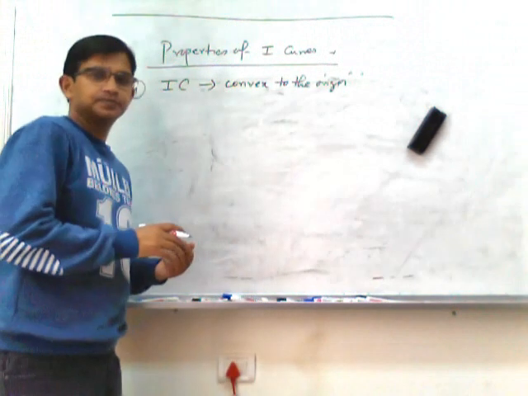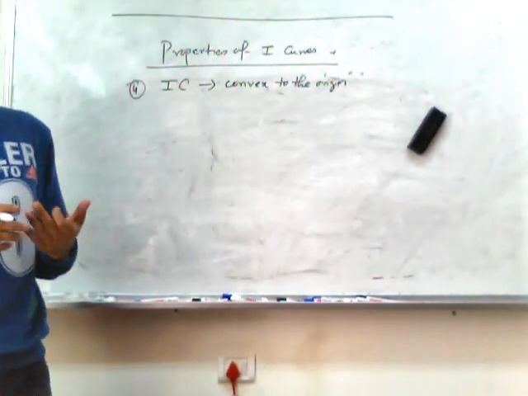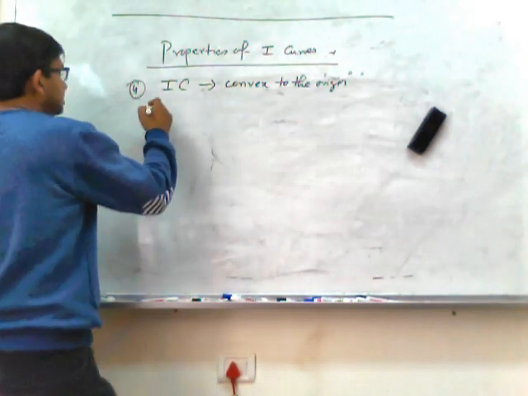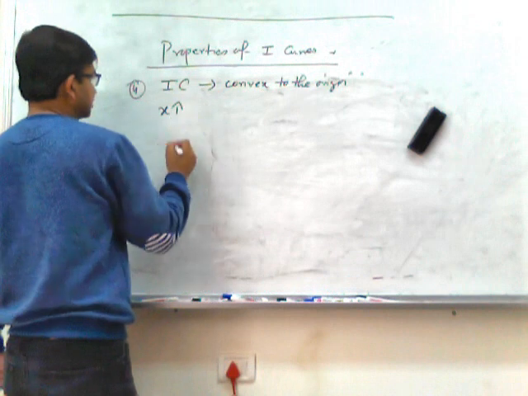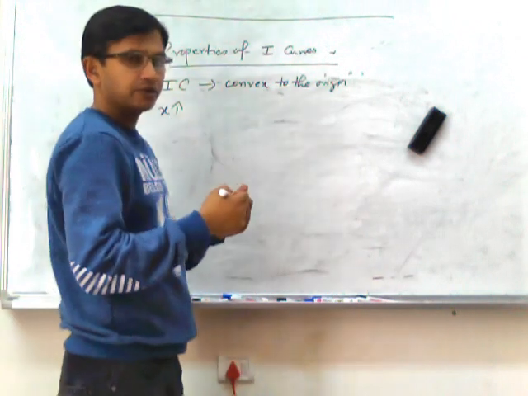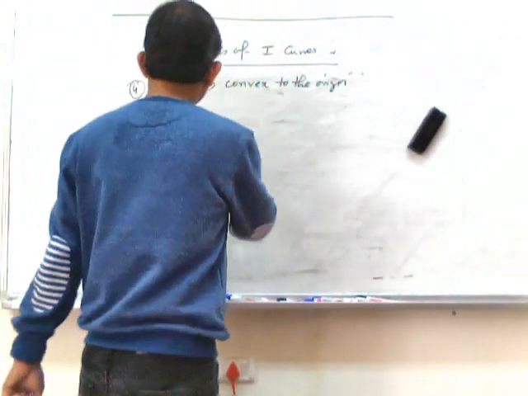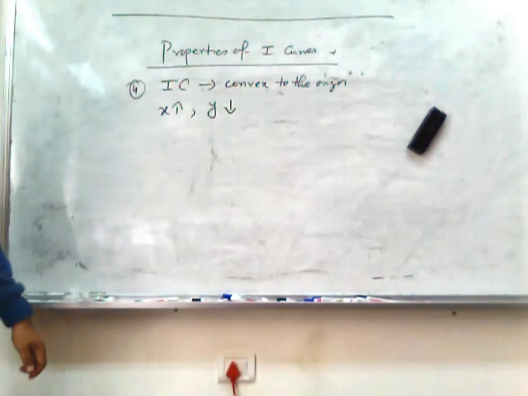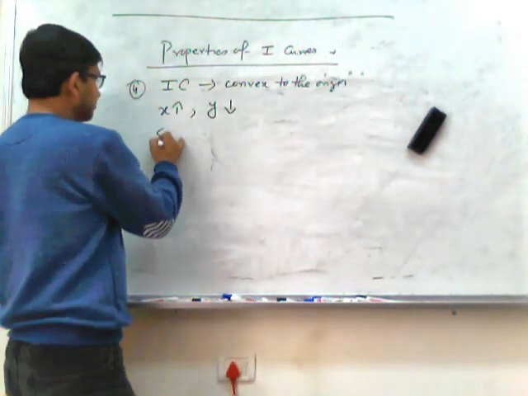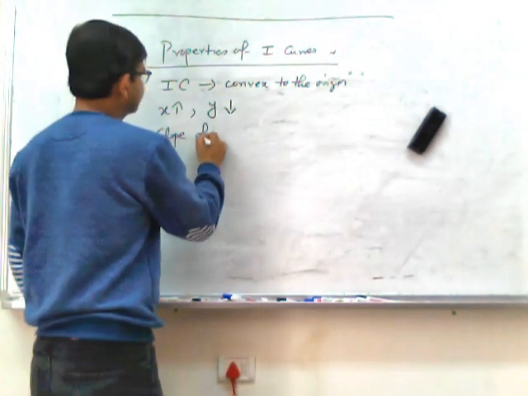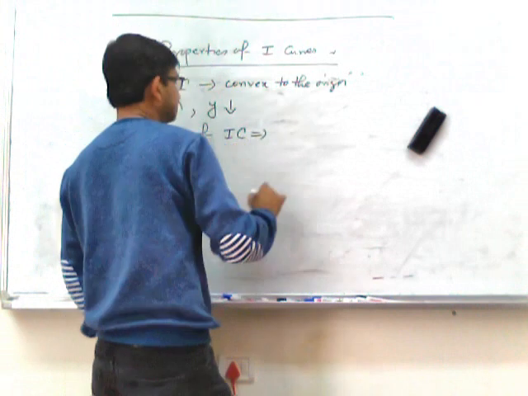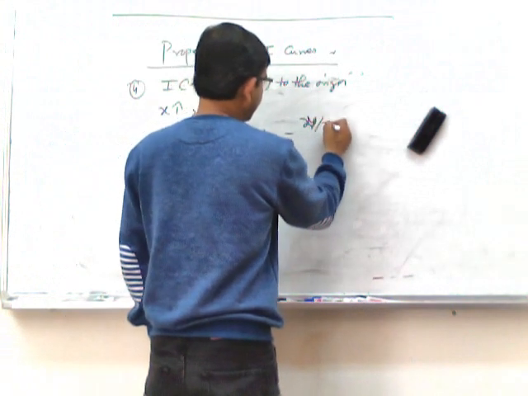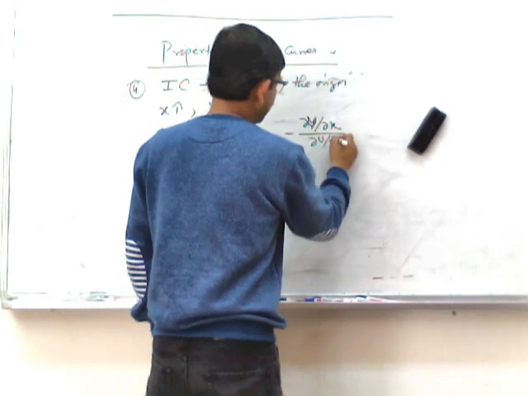So, we have to prove that as x rises, as we move from left to right of the indifference curve, x rises and y falls. And the slope of the indifference curve is minus del u by del x divided by del u by del y.